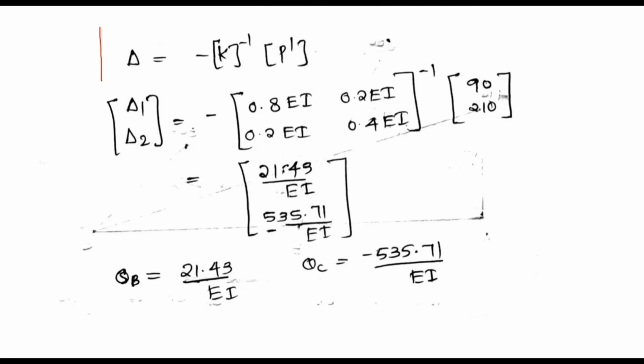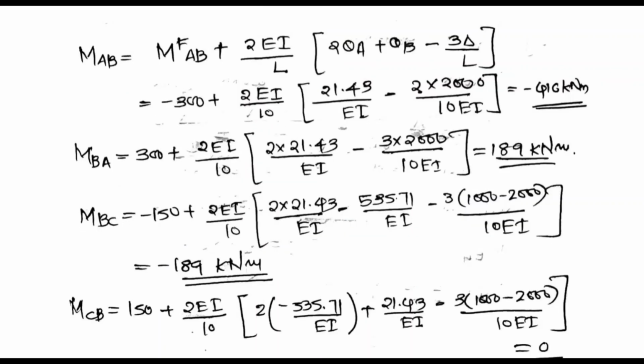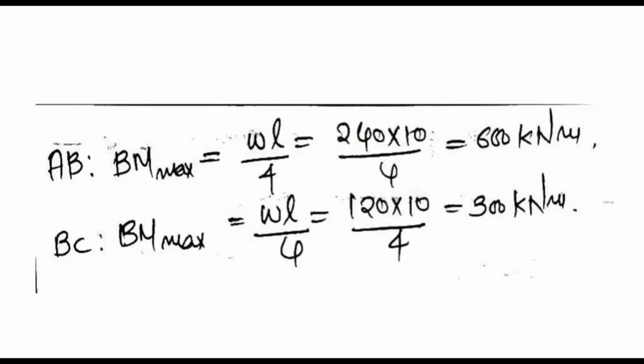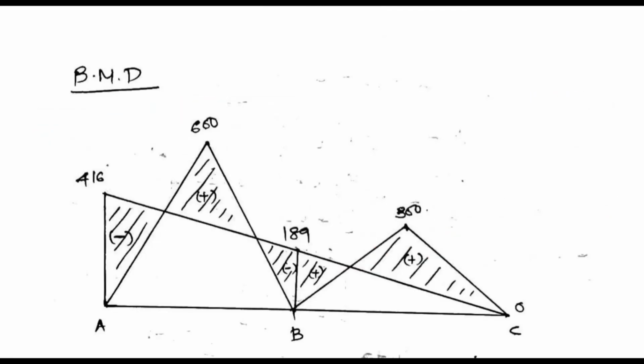Next, we have to consider the equation delta equal to minus K matrix inverse into P dash matrix, thus getting the values of rotations theta B and theta C. Next, we have to find the moments using the slope deflection equation by equating the values. Here we will have the value delta since we have support settlements. Find the moments due to the applied loads and draw the BMD, thus completing the question.